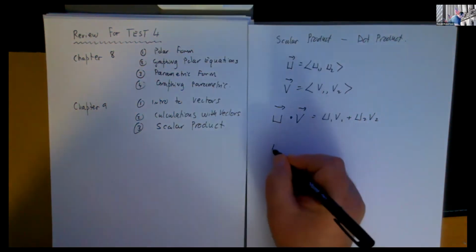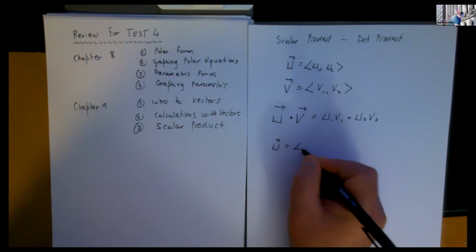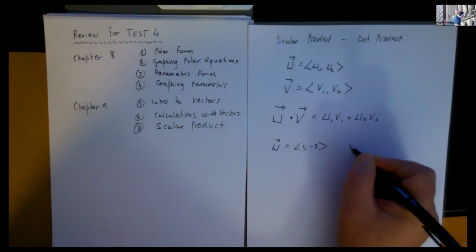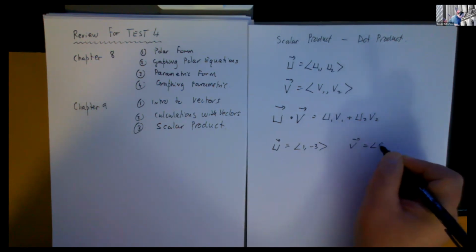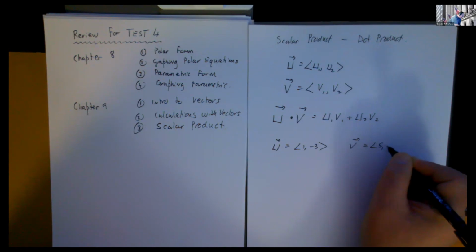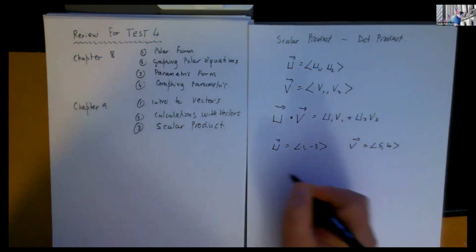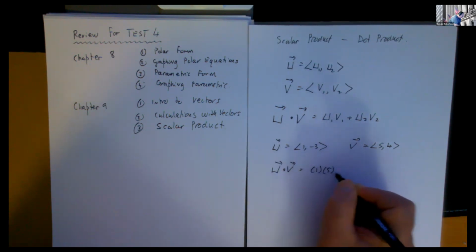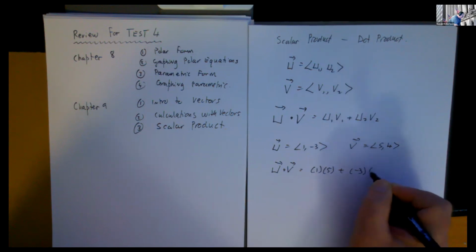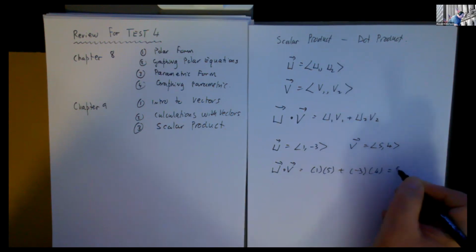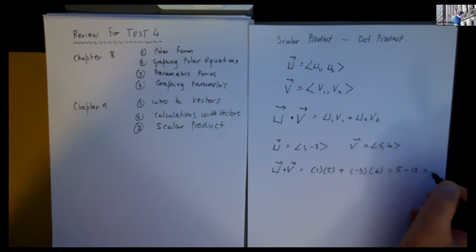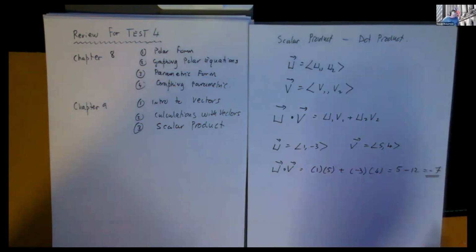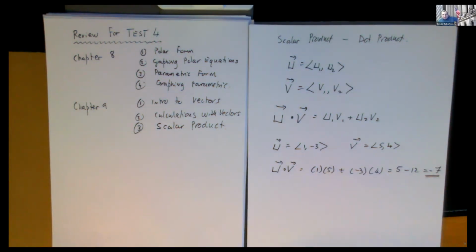So if the vector u was (1, -3), and the vector v was (5, 4), then the dot product would be 1 times 5 add -3 times 4, which would be 5 take away 12, which would be -7. So there's a lot of questions that have two parts to them.